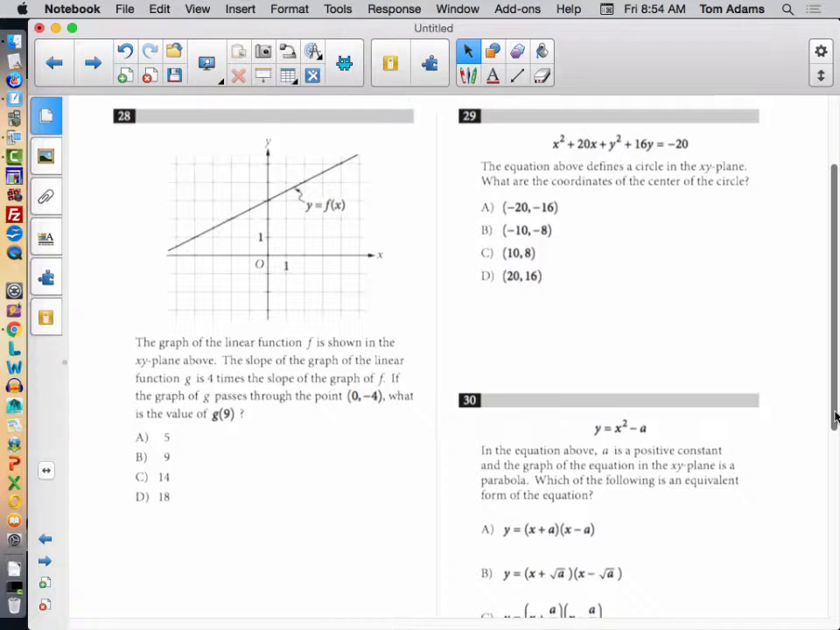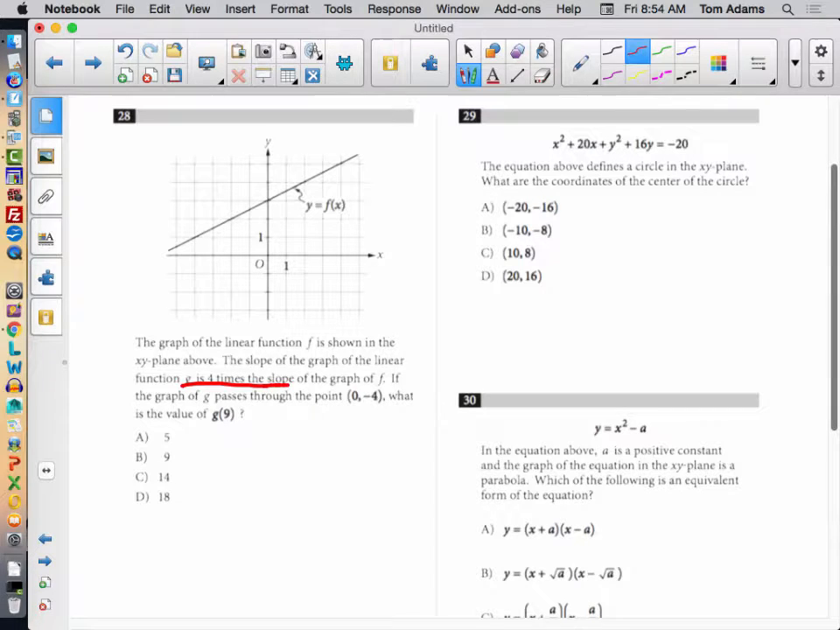So for problem number 28, it says the graph of the linear function f is shown in the xy plane. The slope of the graph of the linear function g is 4 times the slope of the graph of f. If the graph of g passes through the point (0, -4), what is the value of g evaluated at 9? So first and foremost, I need to figure out what f of x is.